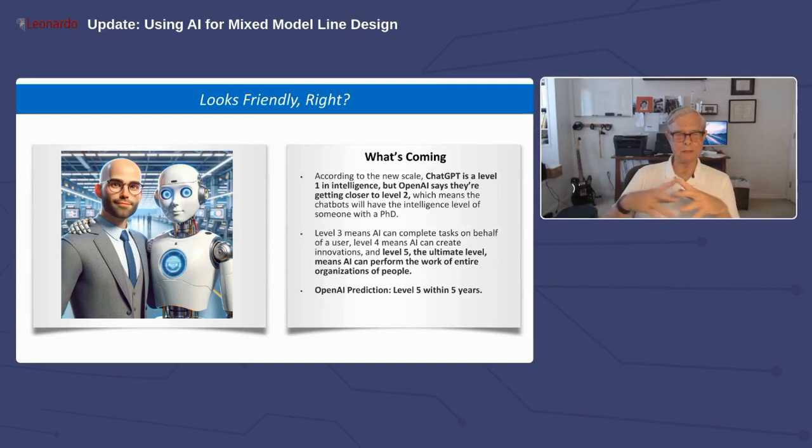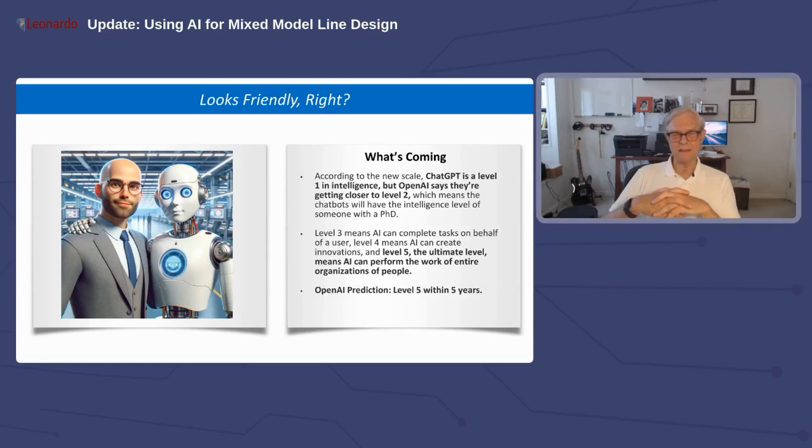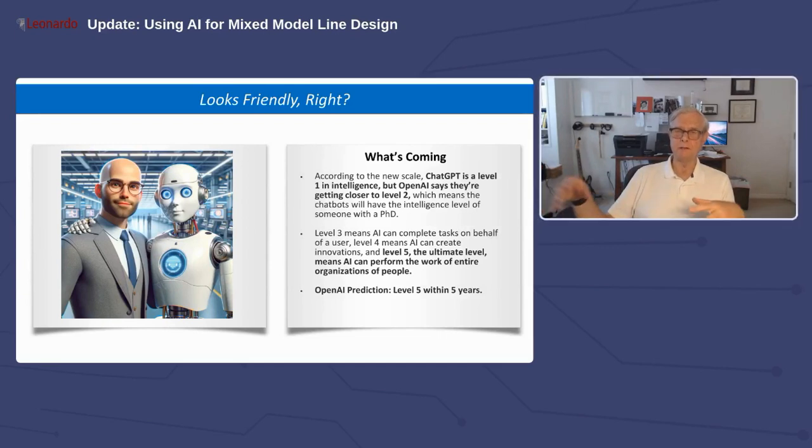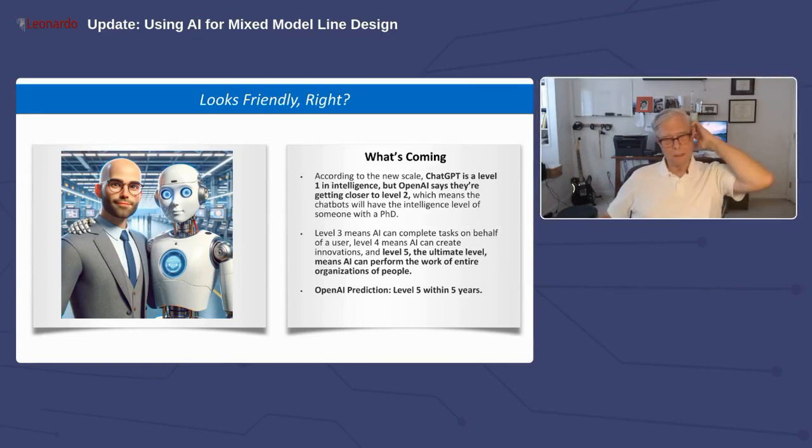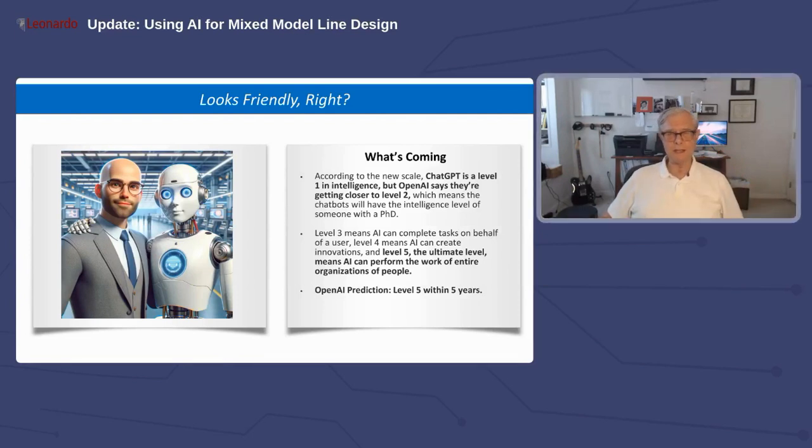Now, what happens beyond level 2? At level 3, AI can complete tasks on behalf of a user. So we can assign work to level 3 AIs, and they can more or less autonomously go out and do that. We're touching on some of that already, but that would be things like, go book my travel plans for my next vacation. It can go out and accomplish a lot of these things without too much help. So that's interesting. Level 4 means AI can create innovations.